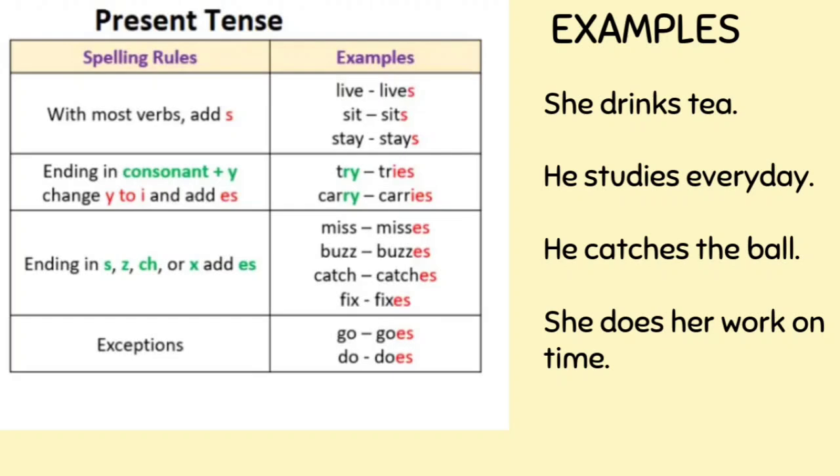Go, goes. Do, D-O. We will add ES in the end. It will become does. Right? Example is she does her work on time. So we will use does in simple present tense with third person singular. I hope you will remember it.